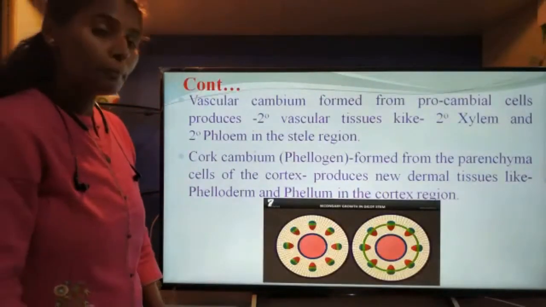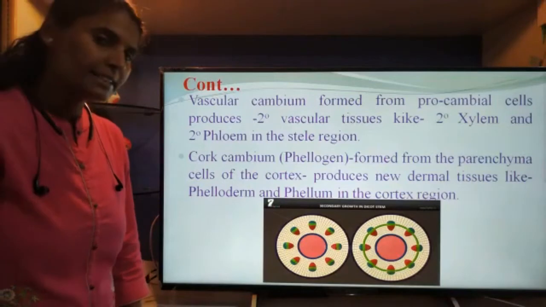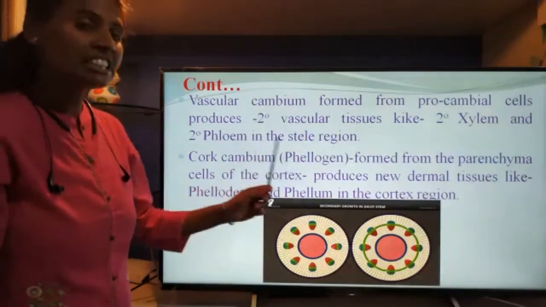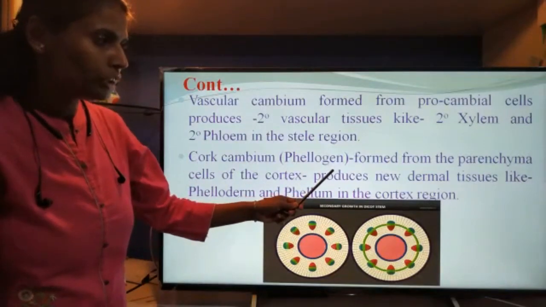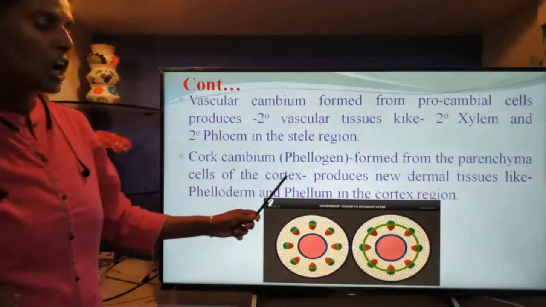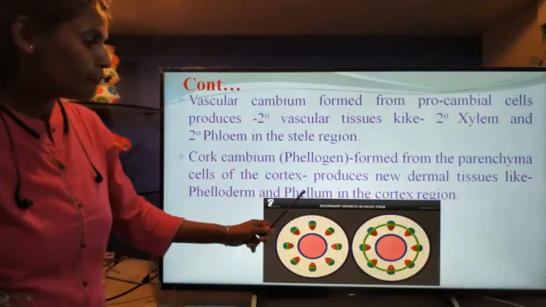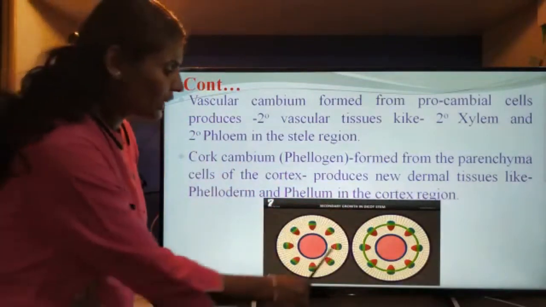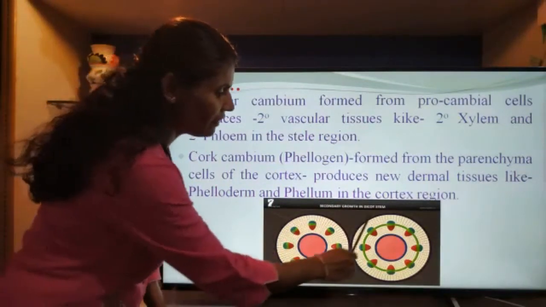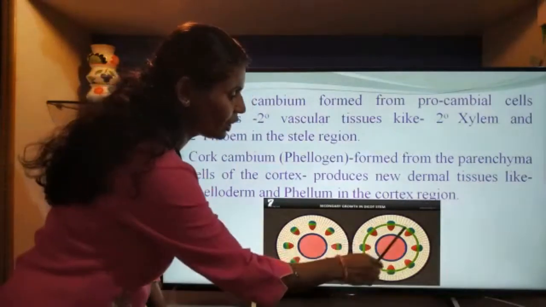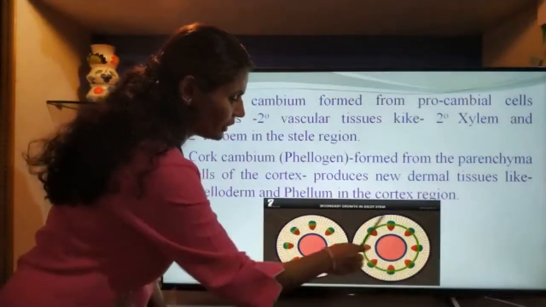Vascular cambium formed from procambial cells produces secondary vascular tissues like secondary xylem and secondary phloem in the stelar region, whereas the cork cambium, which is technically called the phellogen, formed from the parenchyma cells of the cortex, is going to produce new dermal tissues like phelloderm and phellem in the cortex region. In this diagram we can see the primary growth in the stelar region, whereas this exhibits the secondary growth. After the secondary growth, there is a complete ring formation in the stelar region.